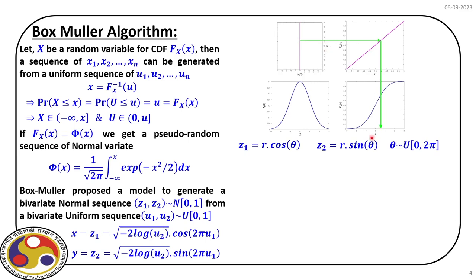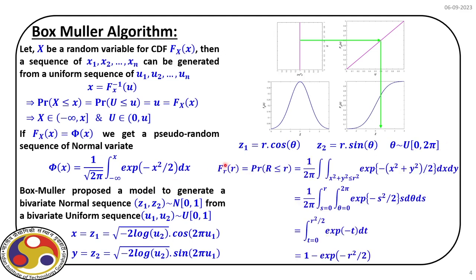Now to prove that, we use polar coordinates. Let us represent Z1 as r cos theta and Z2 as r sin theta. And this theta, obviously, is uniform between the limits 0 to 2 pi. Then if we find the probability that r will be less than or equal to small r, we can write it as this double integral.